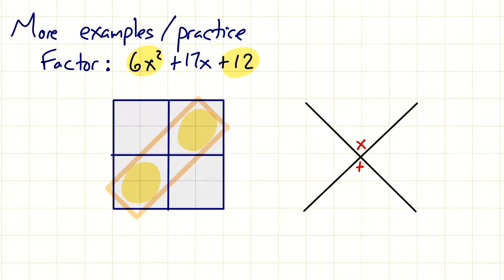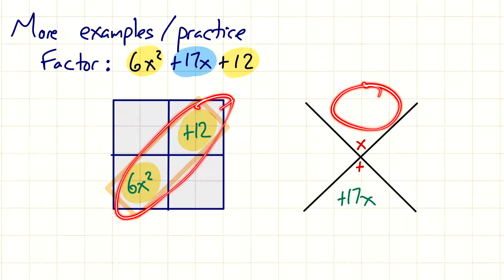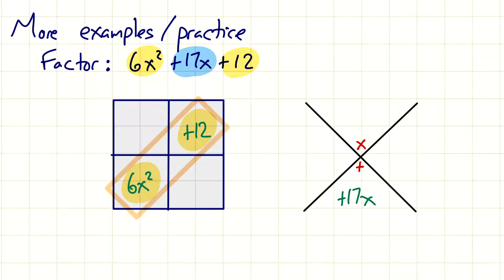All right, so this is going to be 6x squared and a plus 12. And if I remember correctly from the last time, the middle term will go at the bottom here. So this is a positive 17x. All right, and then to get the top term, I need to multiply those two. So that's 6 times 12. What's 6 times 12? All right, so that's going to be a 72x squared. All right, definitely a large number there.